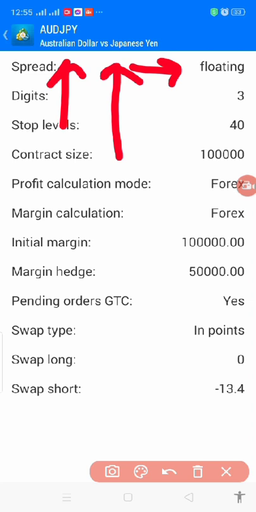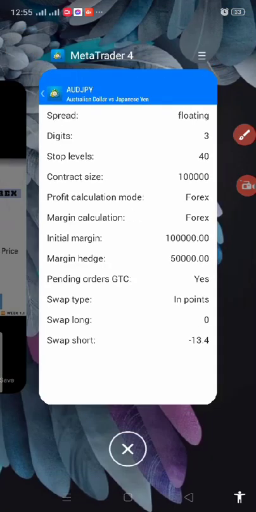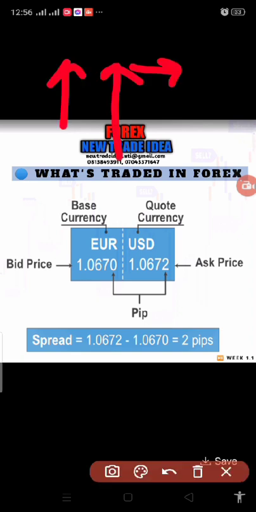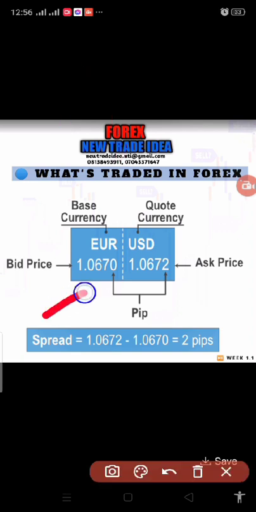Let's say, for example, we have €1. Let me go to this other page. Now, let's say, for example, here we have €1 is being sold at 1.0670. That's what the price of €1 is being sold at.